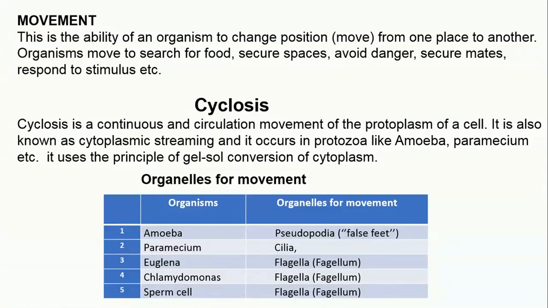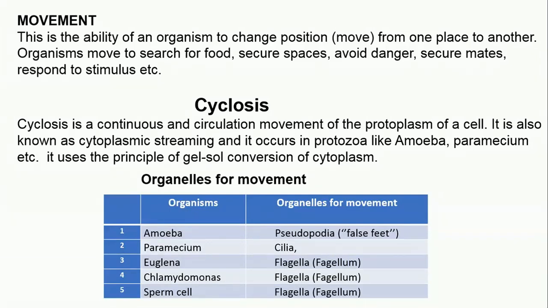We have what we call cyclosis. Cyclosis is a continuous and circular movement of the protoplasm of a cell. Now, in the lesson on cell, we said that the living part of a cell is known as protoplasm, and it is made up of the nucleus and the cytoplasm. So the circular movement of this protoplasm in protists such as amoeba is said to be what? Cyclosis. It is also known as cytoplasmic streaming, and it occurs in protozoa like amoeba, paramecium, and so on. It uses the principle of gel-sol conversion of the cytoplasm.